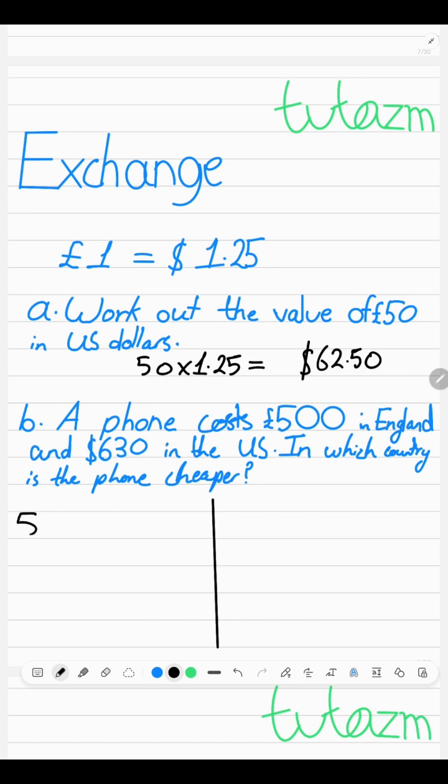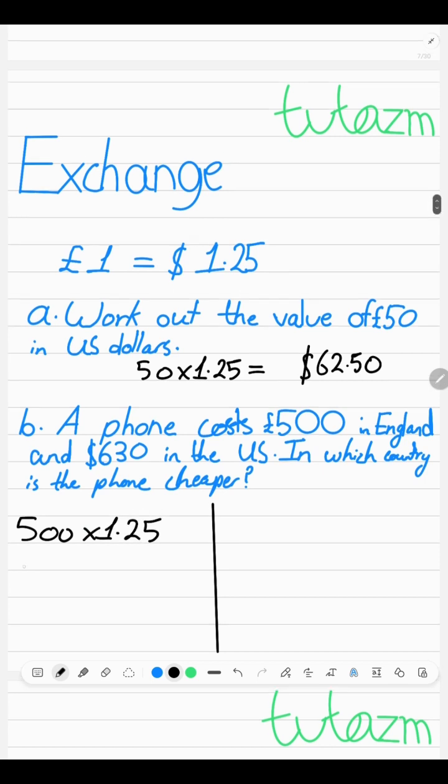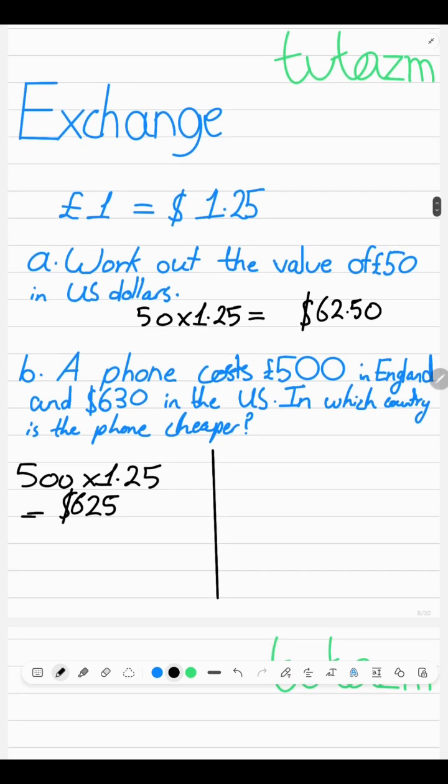So 500 multiplied by 1.25 gives us what? 625 US dollars. This shows us that it is cheaper in England because it costs $625 in England, whereas it costs $630 in the US. So it's $5 cheaper in England.